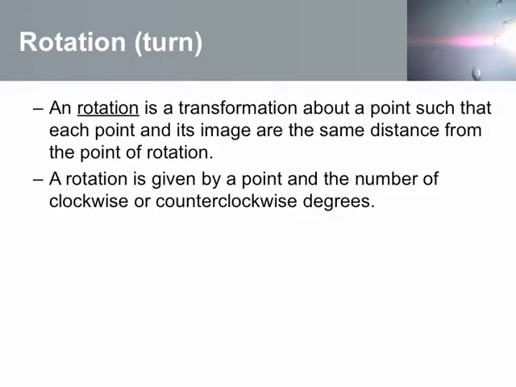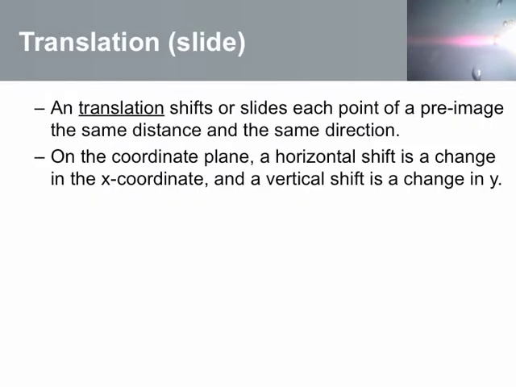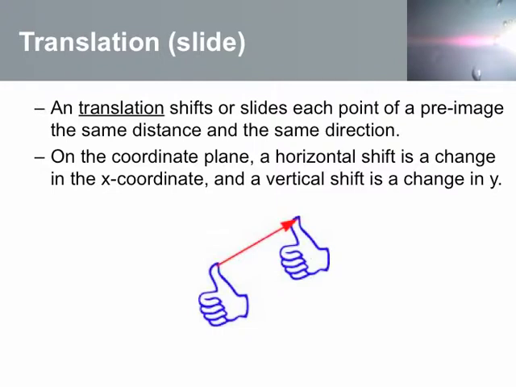In a rotation, this is a transformation about a point, such that every point and its image are the same distance from the point of rotation. Keep in mind, a rotation will always include a point of rotation and the number of clockwise or counterclockwise degrees. Finally, a translation or slide shifts each point of a pre-image the same distance and in the same direction. On a coordinate plane, a horizontal shift is a change in the x coordinate, while a vertical shift is a change in y.